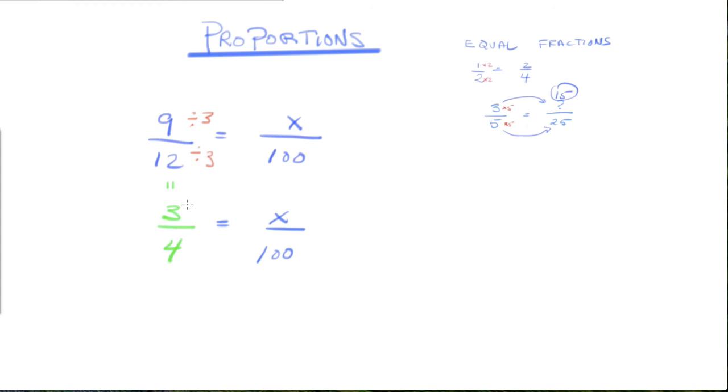And now I can continue my problem, and I can say, well, what scale factor can I multiply the 4 by to get 100? And the answer is I can multiply by 25 on the bottom and 25 on the top, and 4 times 25 gives me 100, while 3 times 25 will give me the numerator, and that would be 75.